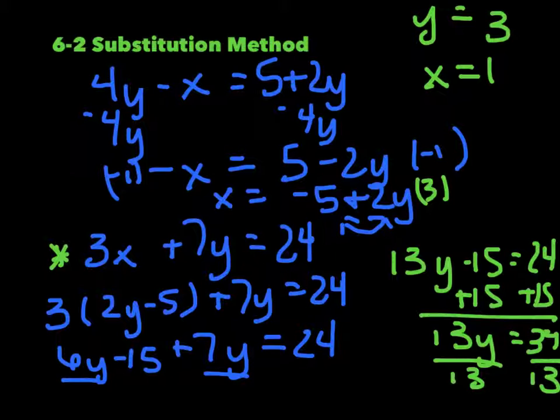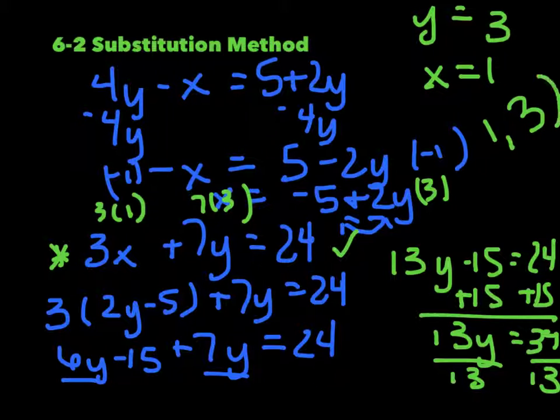So we're saying that x is 1. So that would mean that 3 times 1 plus 7 times y. So that's 7 times 3. And as you can see, 3 times 1 is 3. Plus 7 times 3 is 21. That does equal 24. But remember, you should check both to make sure. All right. And remember, write your solutions as ordered pairs. So that would be 1, 3. Okay, next up.